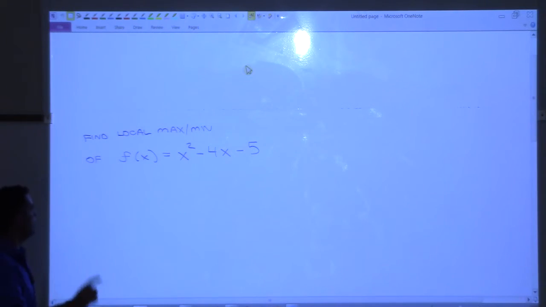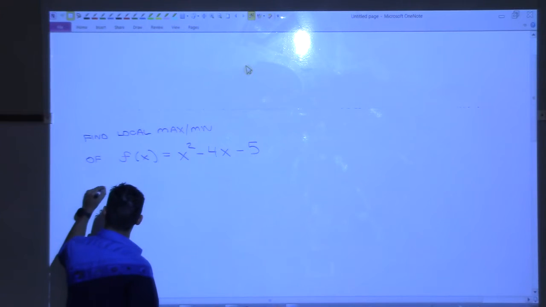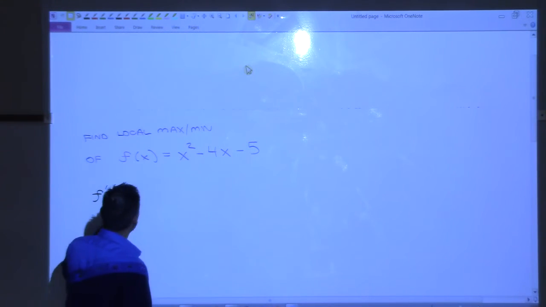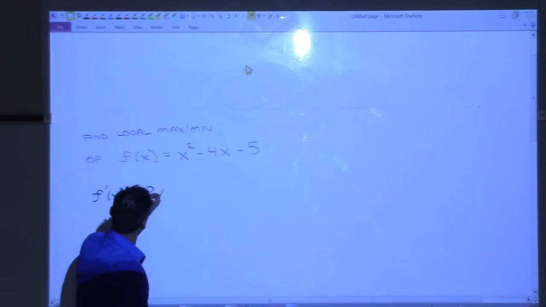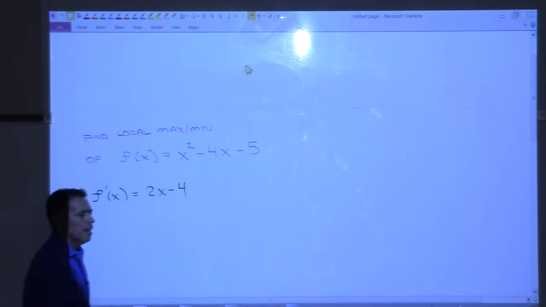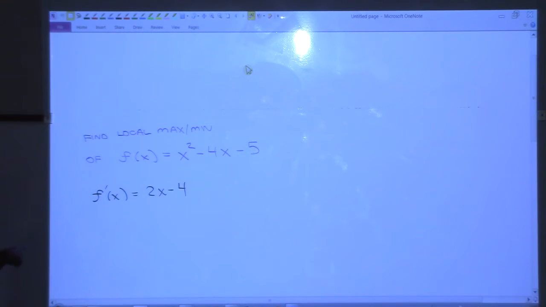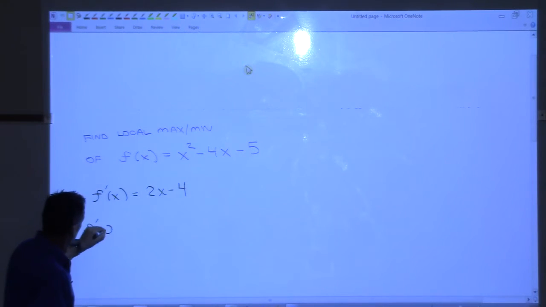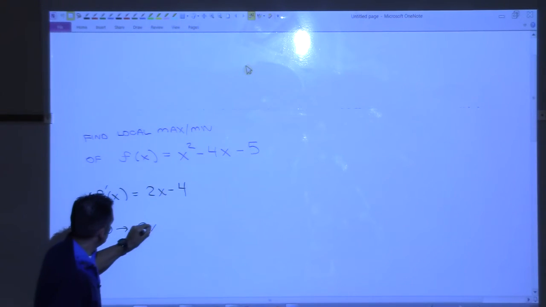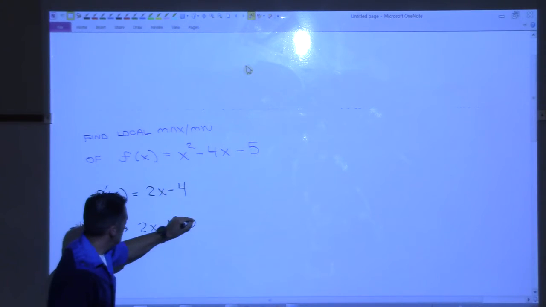First thing we're going to do is we're going to take the derivative. What's the derivative of this function? 2x minus 4. Okay. And now we're going to see where that's 0 and where it's undefined. So where's that thing 0? Okay, so we solve it, right? 2x minus 4 equals 0. We get x is 2.